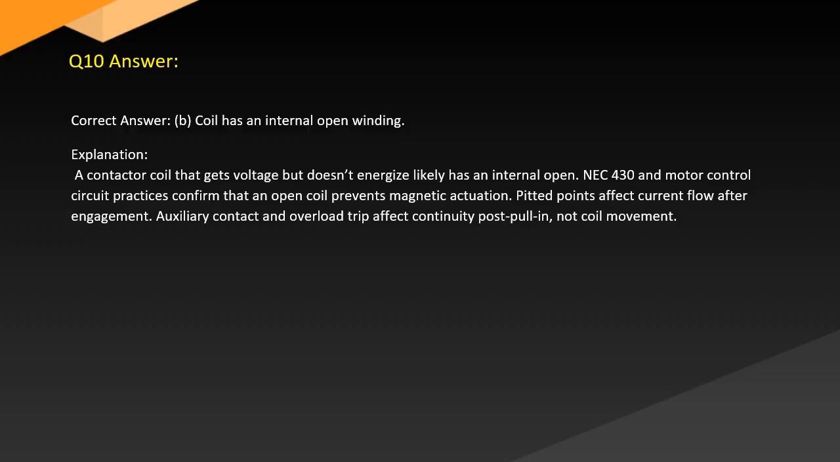Answer. Correct answer: B. Coil has an internal open winding. Explanation: a contactor coil that gets voltage but doesn't energize likely has an internal open. NEC 430 and motor control circuit practices confirm that an open coil prevents magnetic actuation. Pitted points affect current flow after engagement. Auxiliary contact and overload trip affect continuity post pull-in, not coil movement.